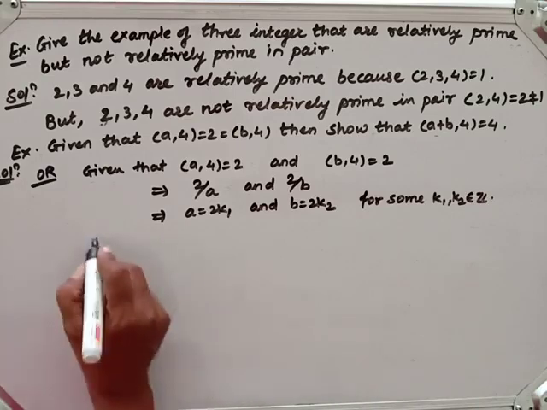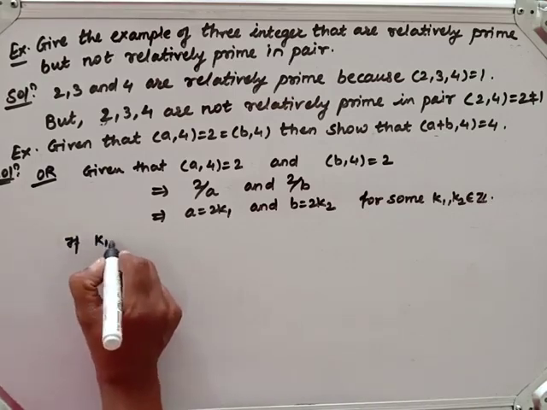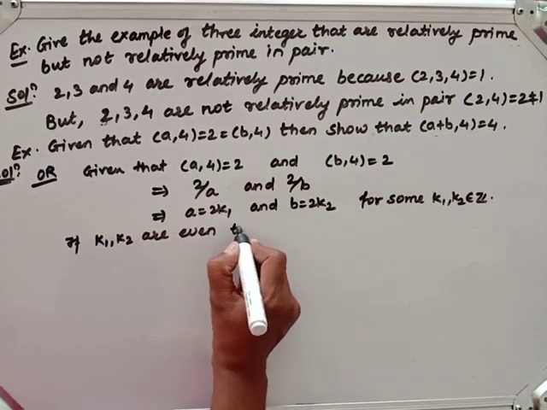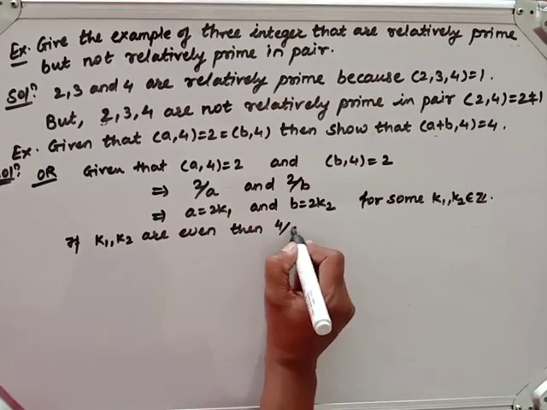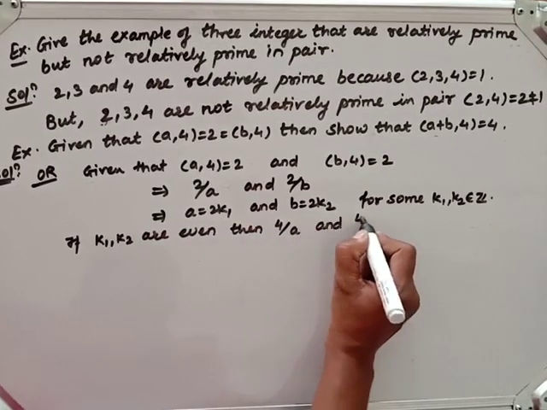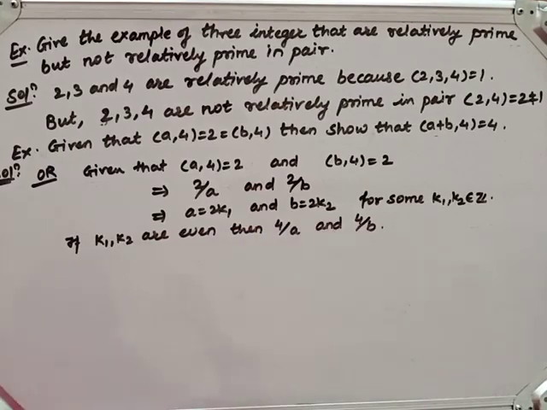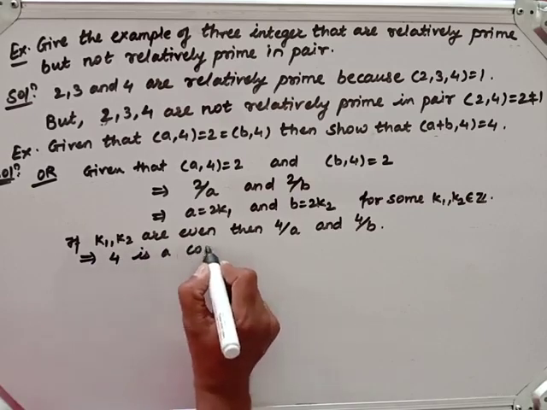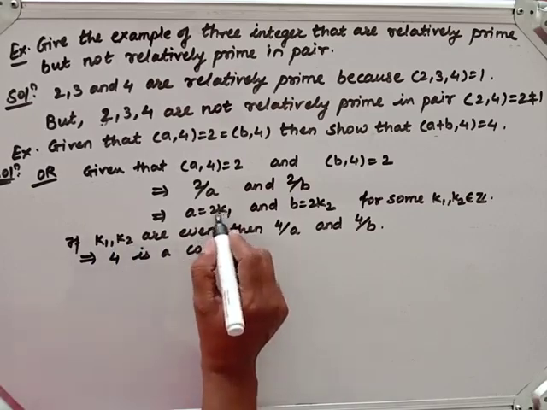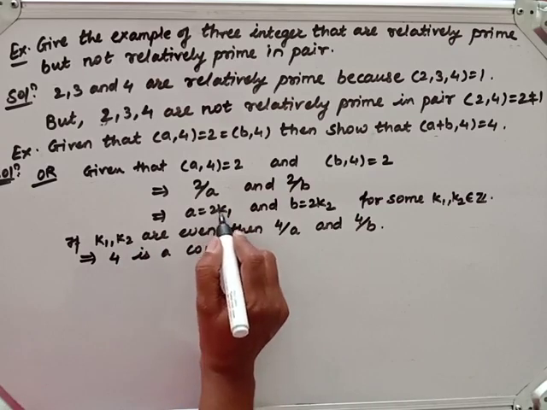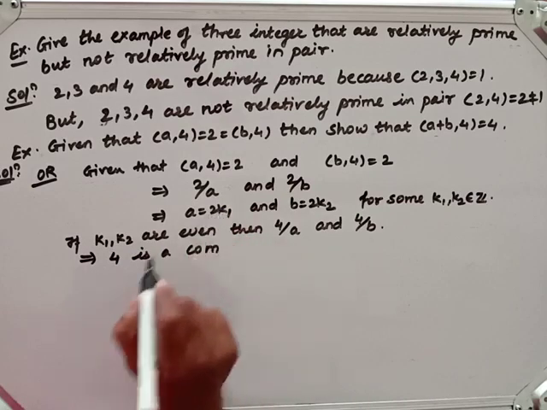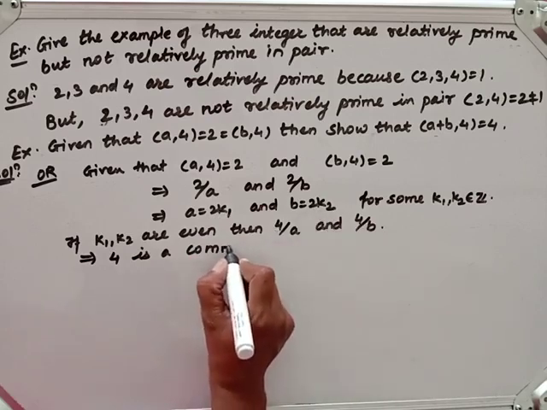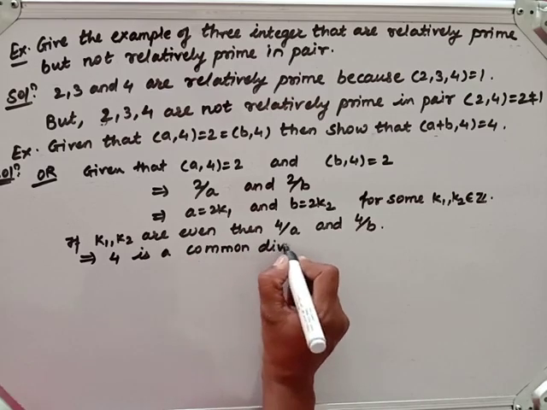Now if k1, k2 are even, then 4 divides a and 4 divides b. Now this says 4 is a common divisor. If k1, k2 are even, then these are multiples of 2, so 2 into 2 will become 4. So 4 divides a, and here also 4 divides b. So 4 will become a common divisor of a and b.